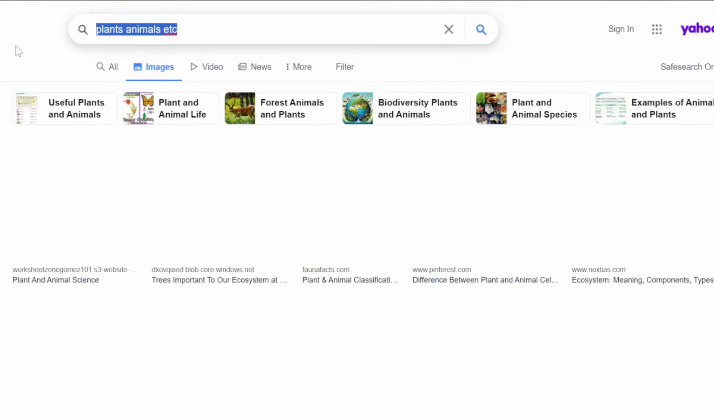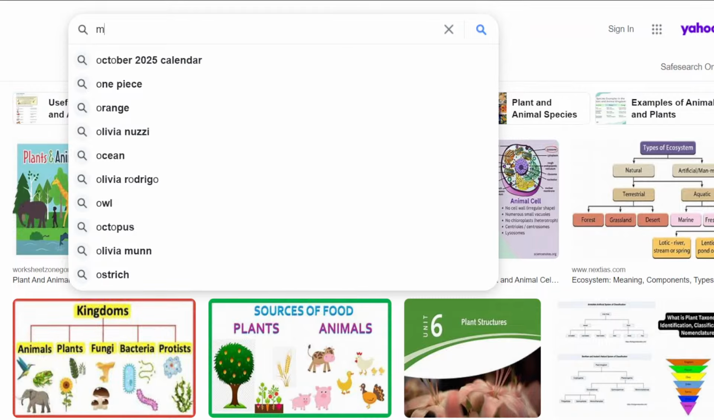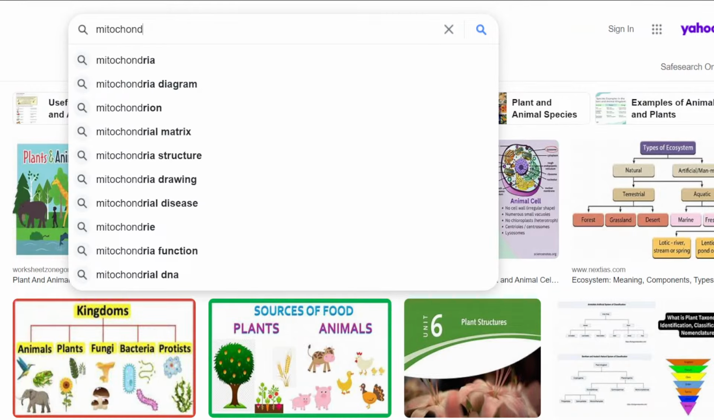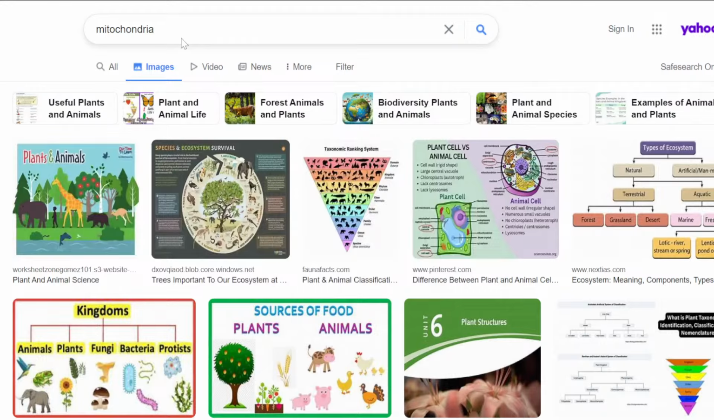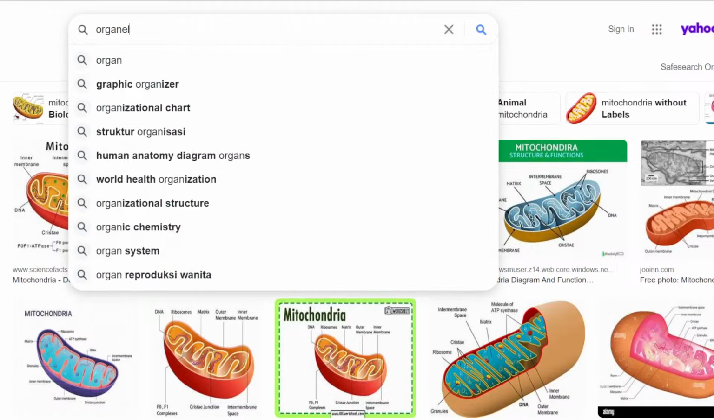So this is organisms. And then organelles are like mitochondria, like the chloroplast, mitochondria, all of these. They're known as organelles.